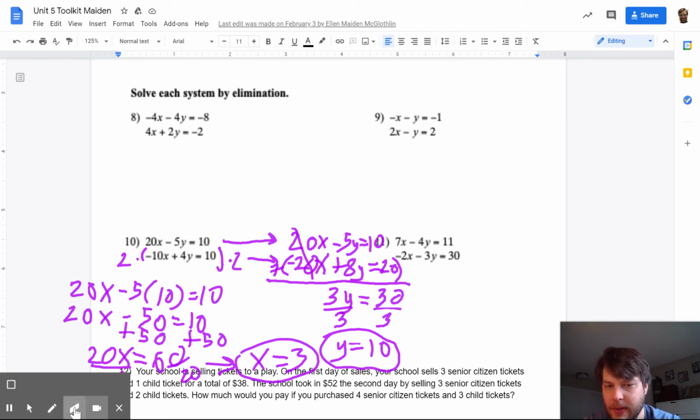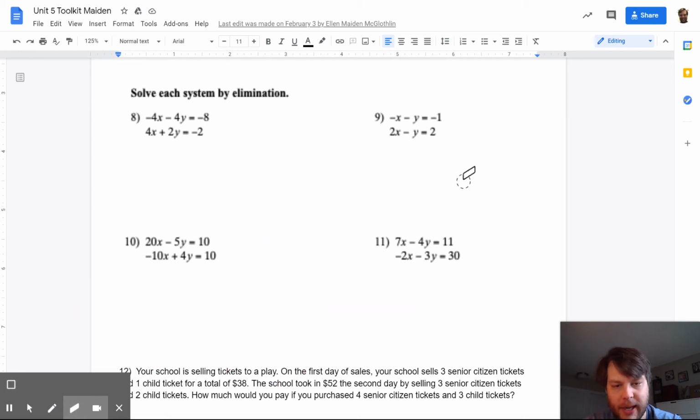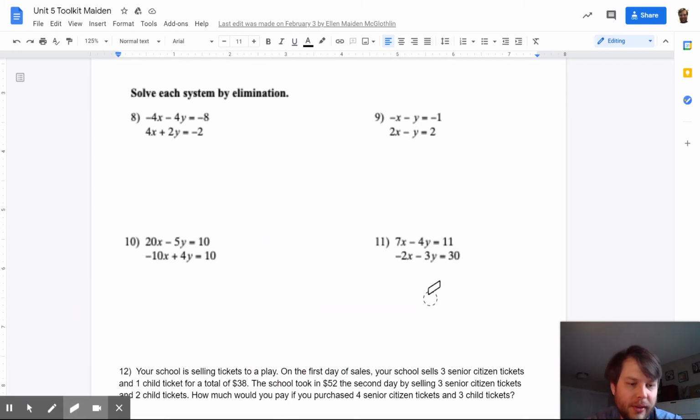Last but not least, we have a really nasty elimination problem where neither of the variables match up and neither of them go into each other. On number 10, 10 went into 20 for the x's, but 2 doesn't go into 7 and 3 doesn't go into 4. So on this one, you need to multiply both equations. I like to just match up either one, doesn't matter which one. Let's just match up the x's.